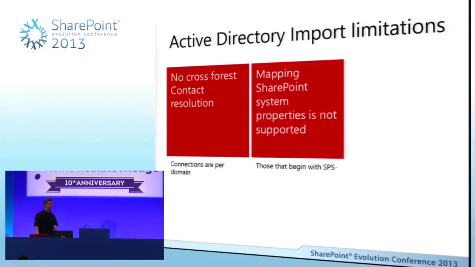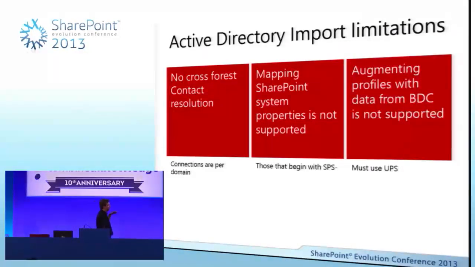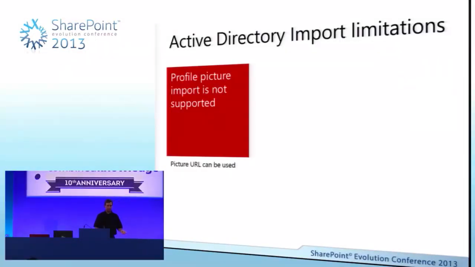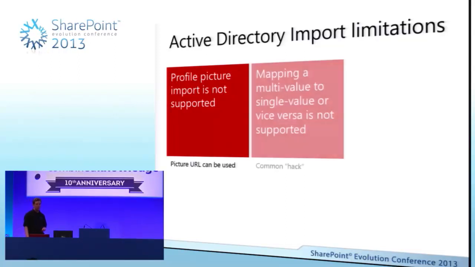The first one is not really that important, but we're not going to resolve contact objects across the forest, because we're domain-based. That's the nature of the system directory services APIs that this uses. We cannot map the SharePoint system out-of-the-box profile properties, so all of the ones that start with SPS hyphen, we can't map to those. We can't augment profiles from BDC. We can't import profile pictures, right? We can only import the URL, the thumbnail URL, but we can't import the binary data. So that's a pretty big limitation.